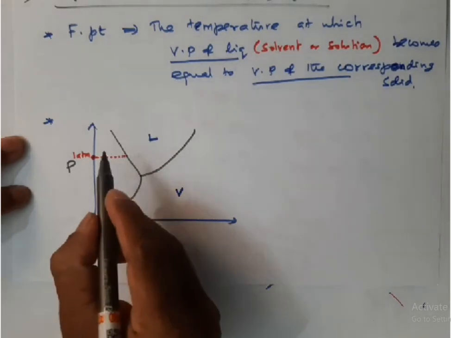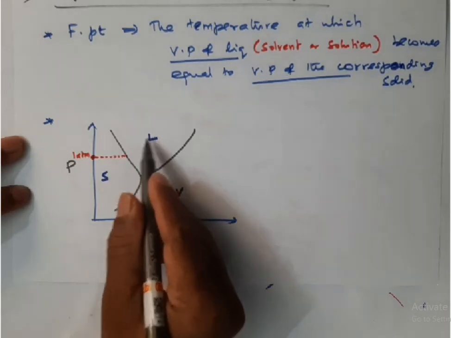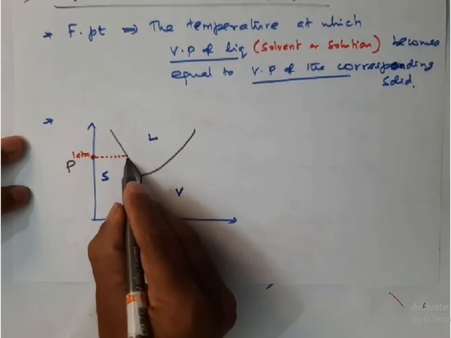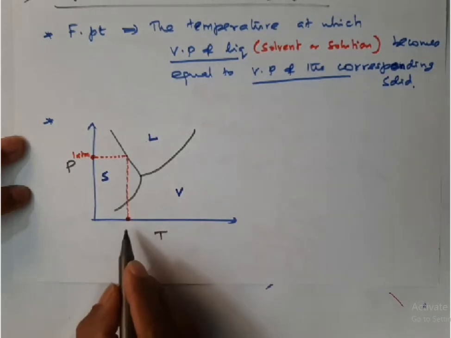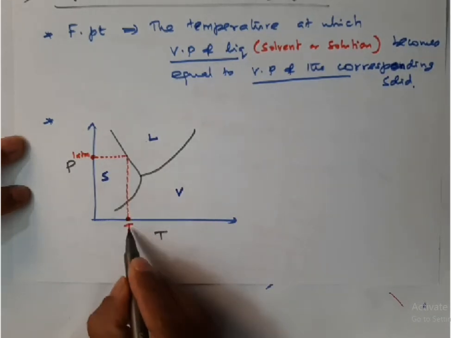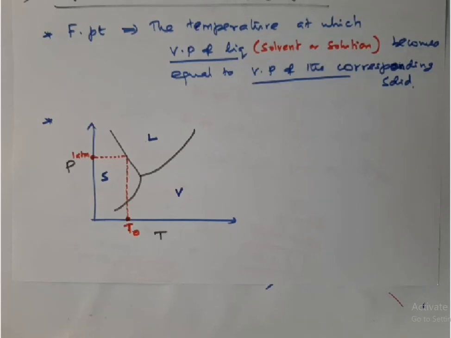See here, solid vapor pressure and liquid vapor pressure are equal, correct? So this temperature is the freezing point of pure solvent. Let me write it as T naught. T naught is the freezing point of pure solvent. Students, note this down, very important. This is the freezing point of pure solvent.